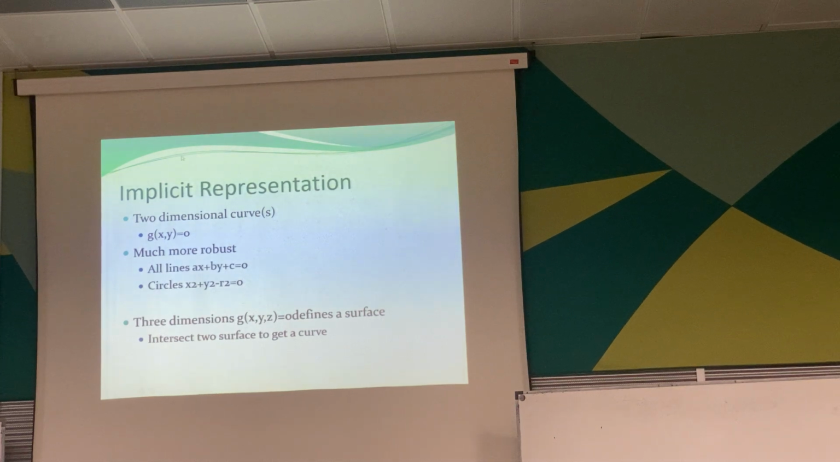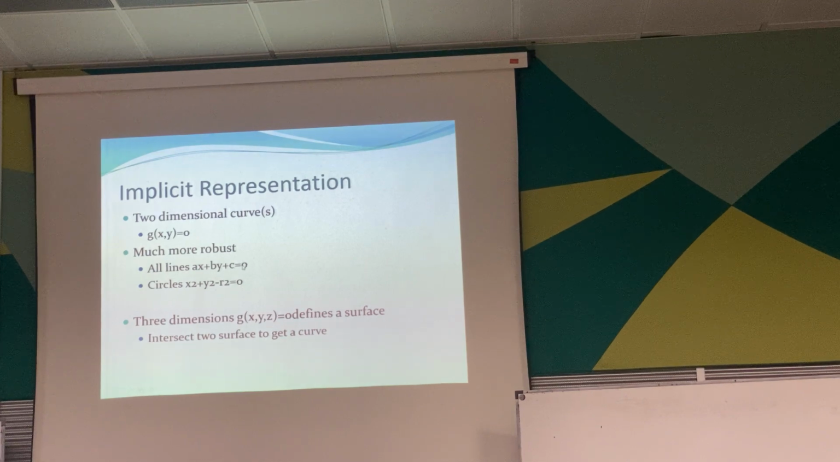For implicit representation, you reorganize your equation, your function, and then you put 0 on the right side of the equation. Whatever the function of x and y equal to 0, or x, y, z equal to 0 for 3D. This one is 2D, so you only have x and y, a function of x and y equal to 0. You see equal 0 here at the right side.